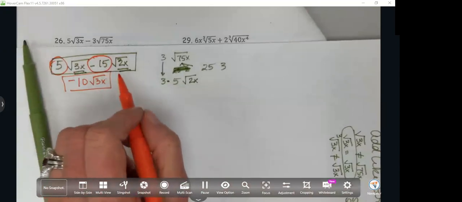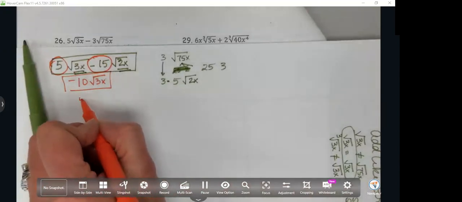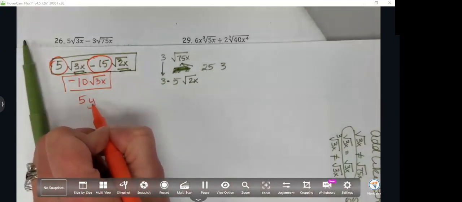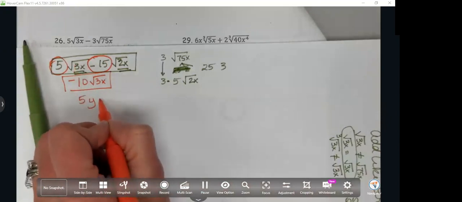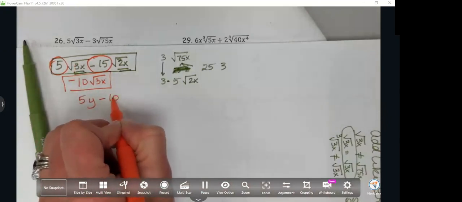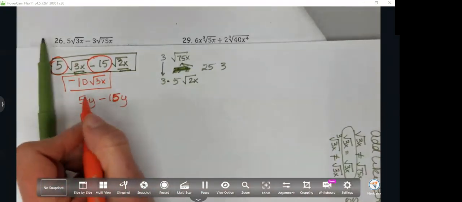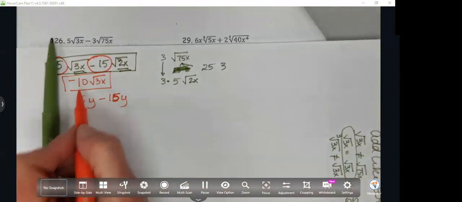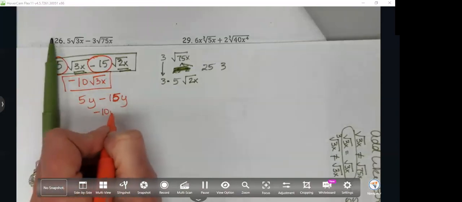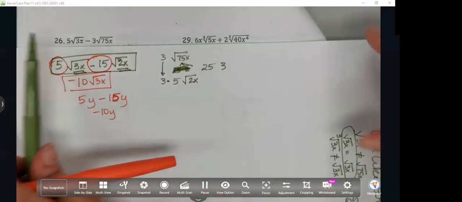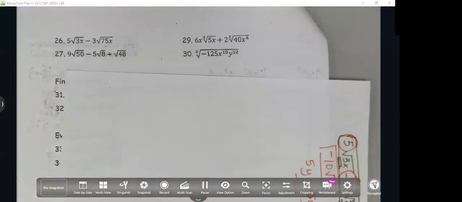Okay. Now, think about this: if you had the variable y as your 3x, 5y minus 15y, then you would just subtract the coefficients and get negative 10y. So same idea, okay? All right.